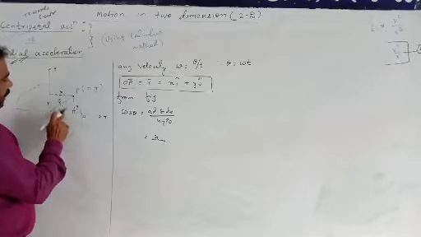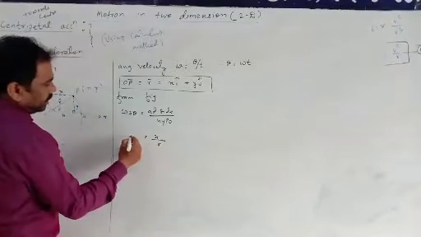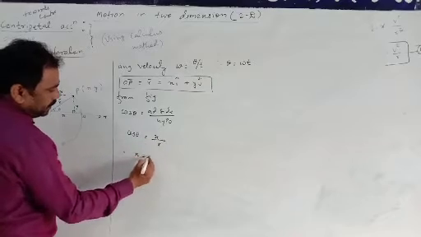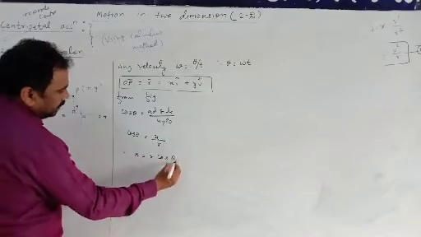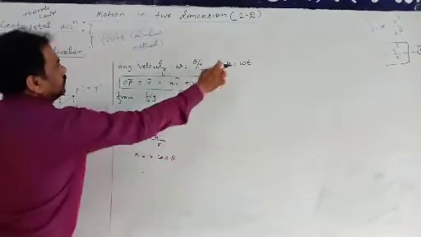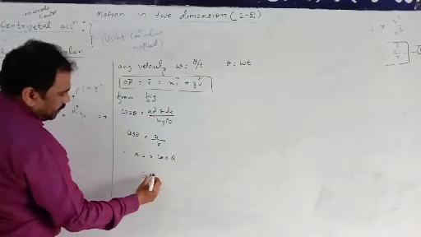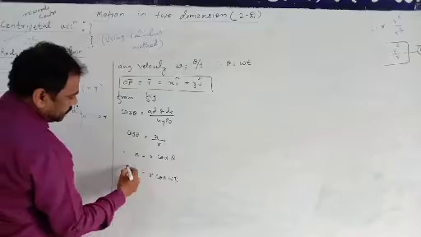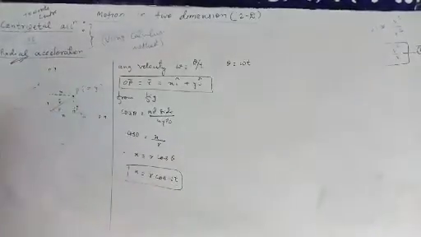So we can write x by r. So x by r, that is cos theta. Therefore the value of x will be r cos theta. And what is theta? Theta is omega t. So that's why r cos omega t. This is the value of x.